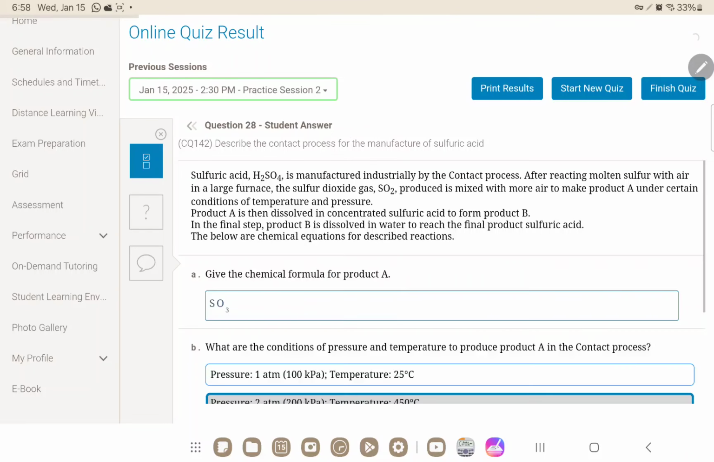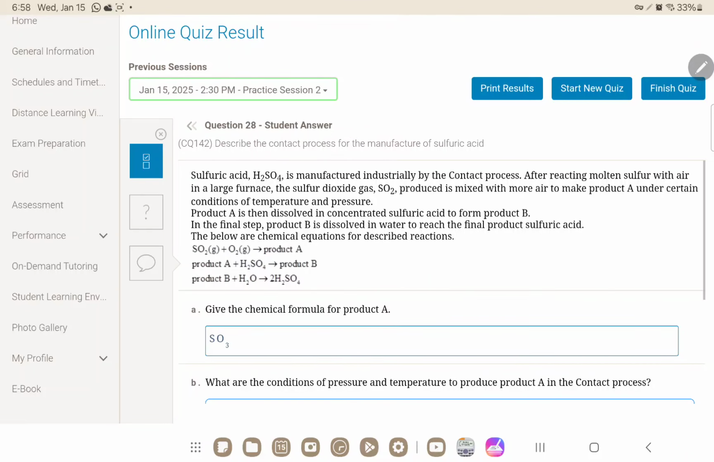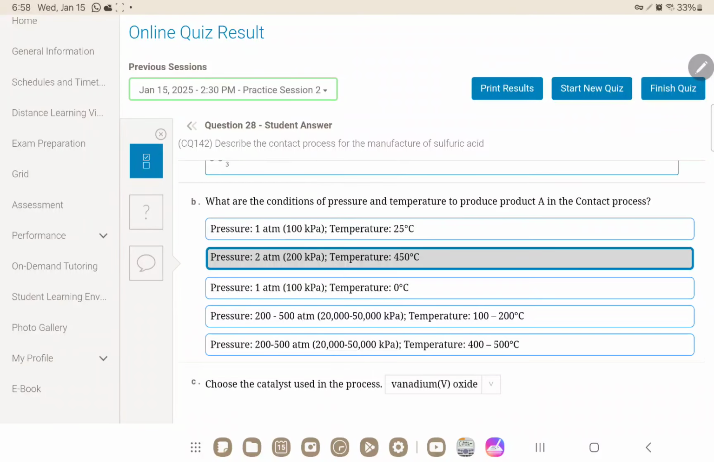Now, on our last question, it's a question about sulfuric acid. They're telling you SO2 plus O2 gives you product A. What is product A? Memorize it, SO3. Now, we know our conditions are 2 atmosphere and 450 degrees for the contact process, and the catalyst is vanadium(V) oxide.